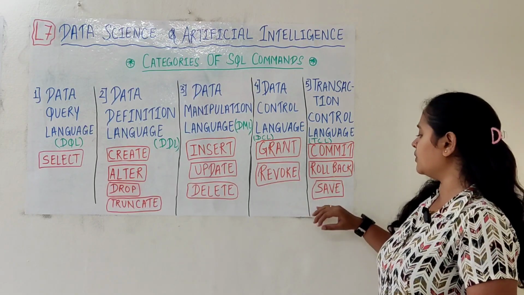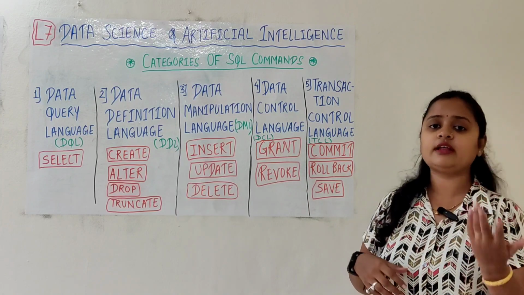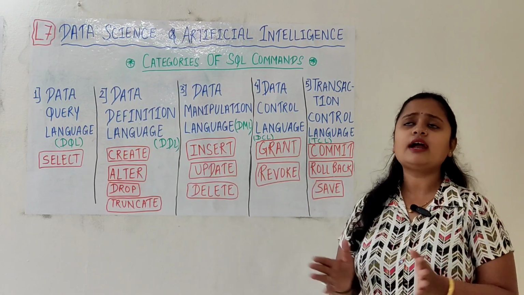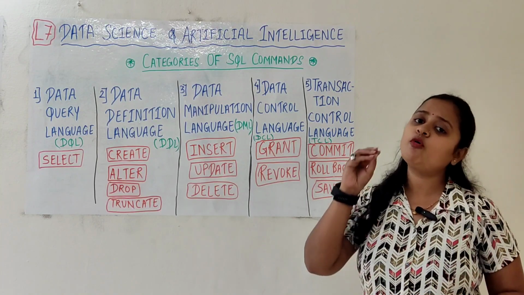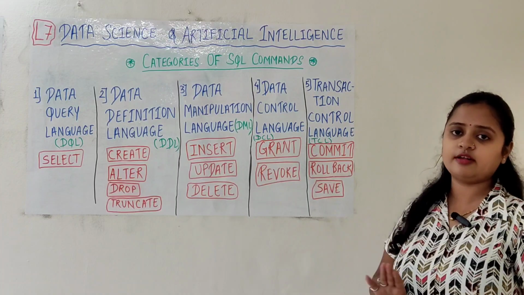Now the third option is save. If you want to insert 10 rows, update 10 rows and delete 10 rows, and you are just saving it, at that time the data will be saved. But if you want to make any kind of changes, you can do it. That is what the save command does.